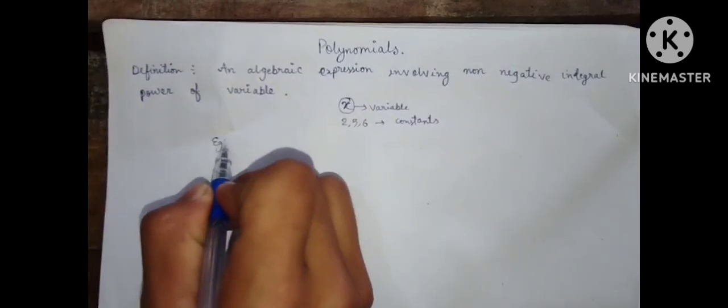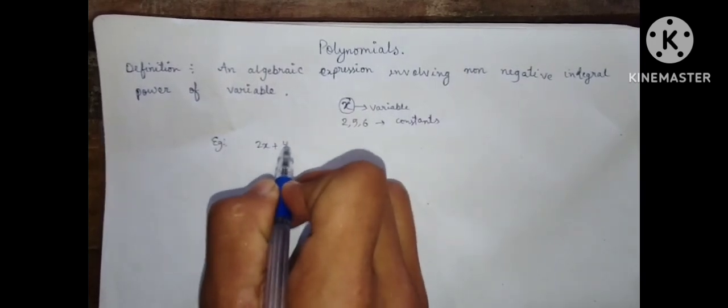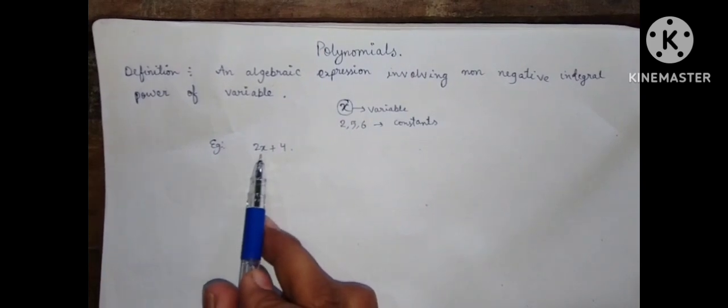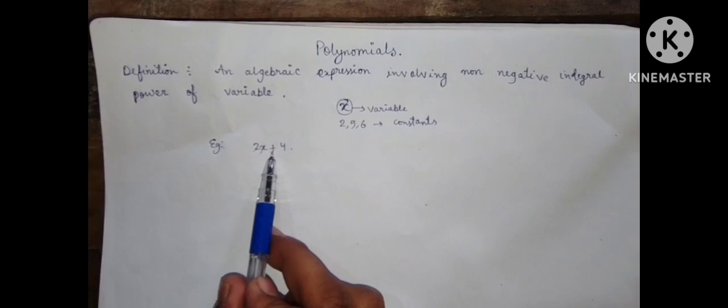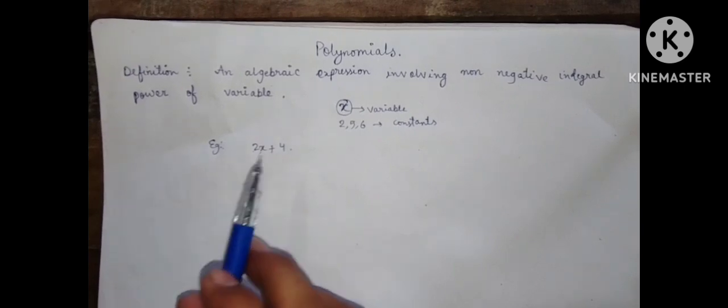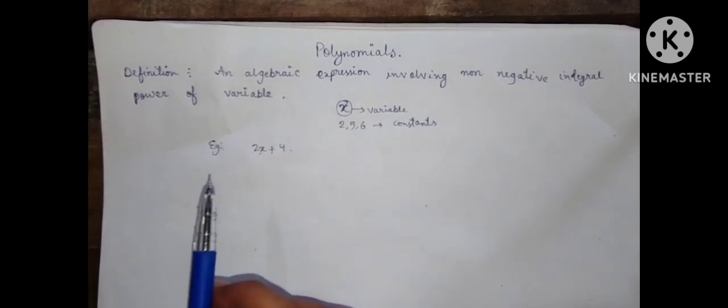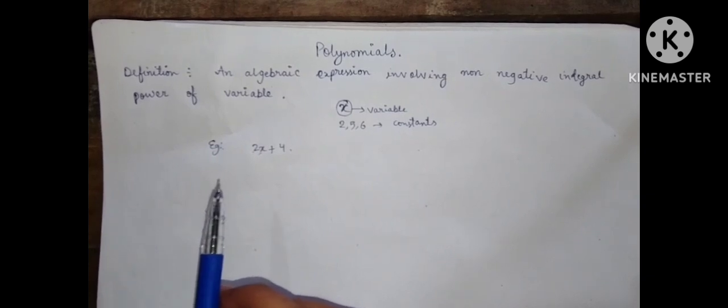Okay, example 2x plus 4. Now this is an example of algebraic expression. Okay, now it is made up of variables and constant, and this plus is also known as operator. Okay, now the polynomial is anything which have non-negative integral powers of a variable.